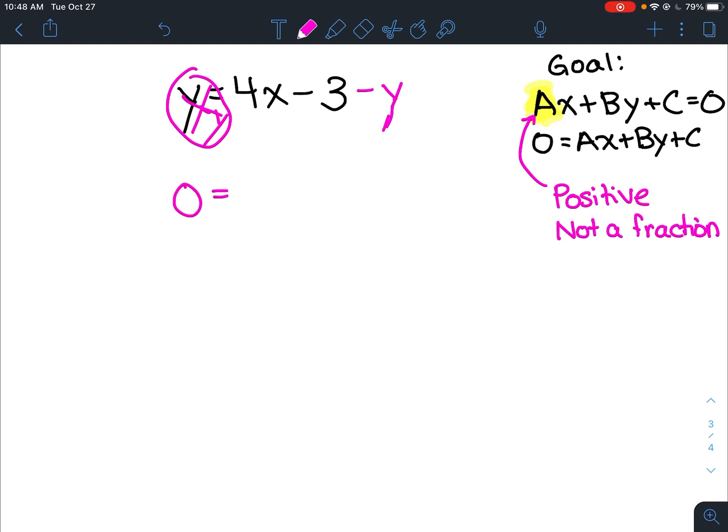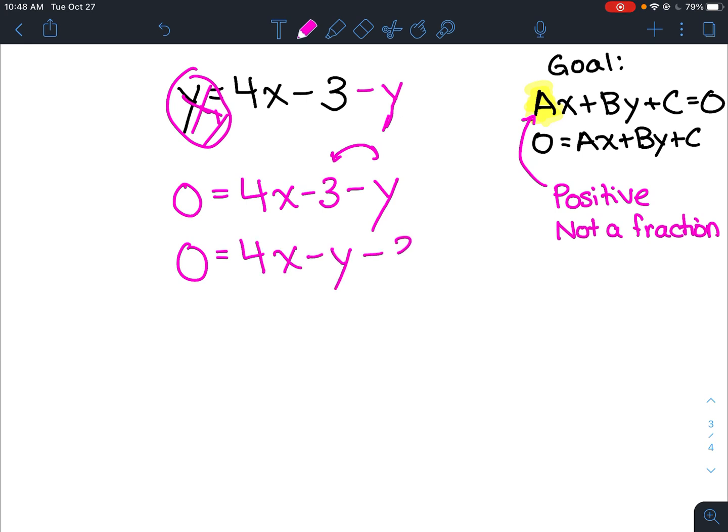So 0. And then I have 4x minus 3 minus y, which looks almost good, but I feel like I need to swap these guys out. So it goes like x, y, number. I'm just going to move those around. So it's 4x minus y minus 3. Always keep the sign that's in front of the number with it. So those guys have to stay together, and these guys have to stay together. And that would be standard form.